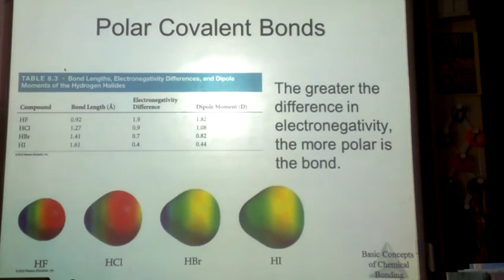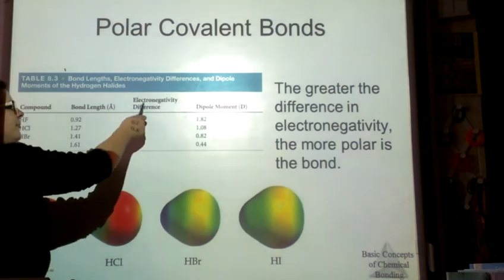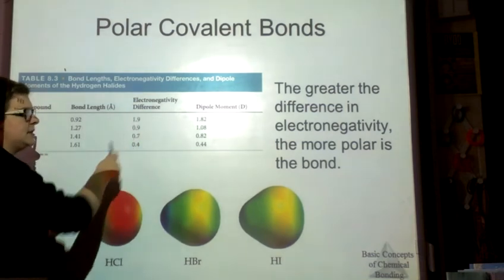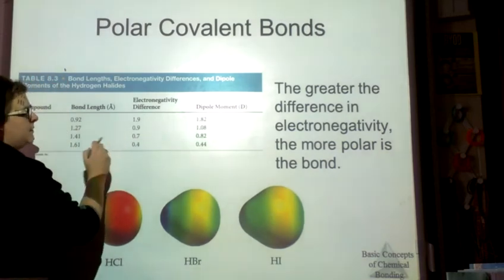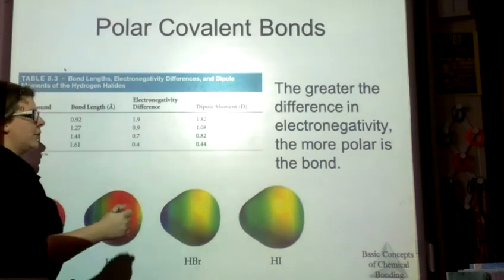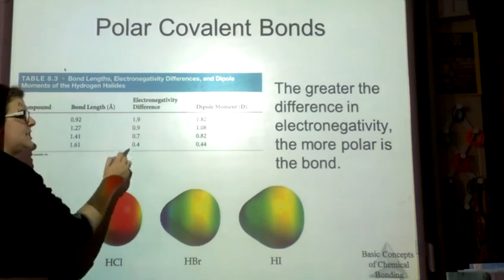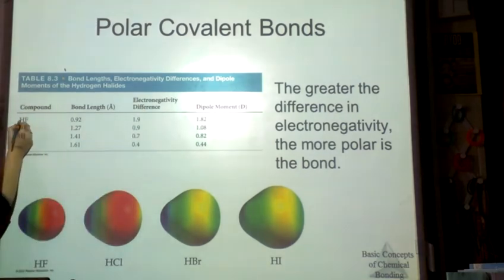We just said the greater the difference in electronegativity, the more polar the bond is. So if electronegativity difference is great, dipole moment should also be the same. So I should see that, or it should also be fairly similar. So electronegativity difference here, I see I'm going from hydrogen fluoride to hydrogen chloride to hydrogen bromide to hydrogen iodide.